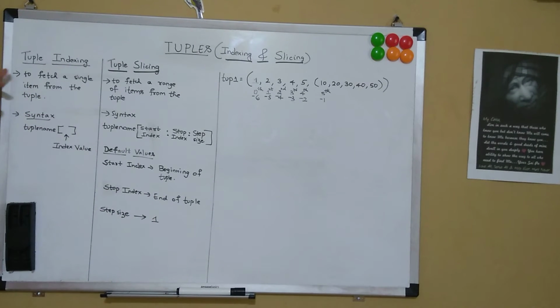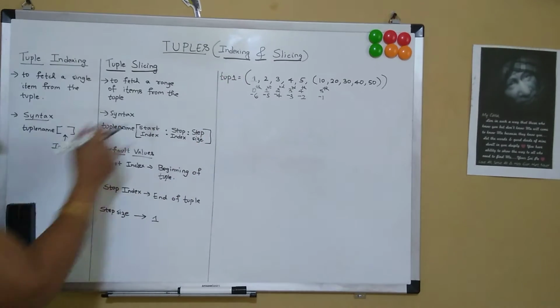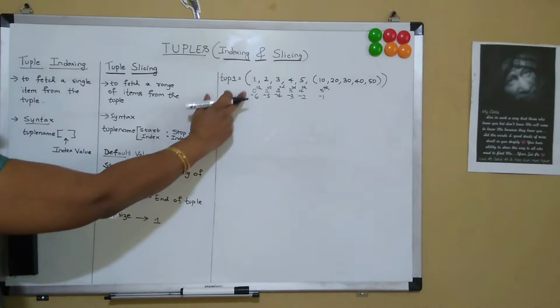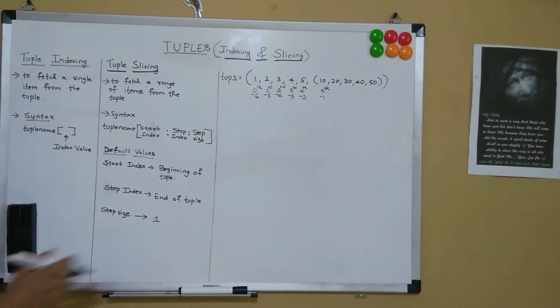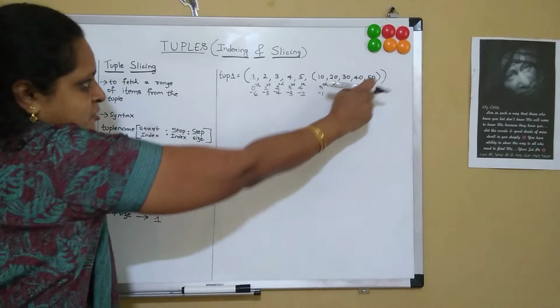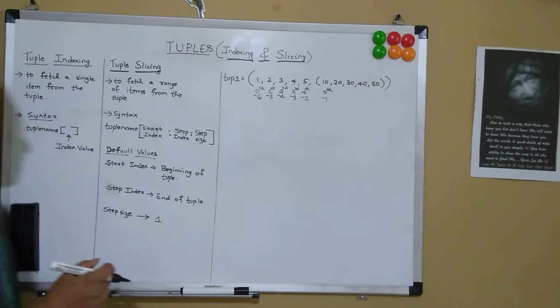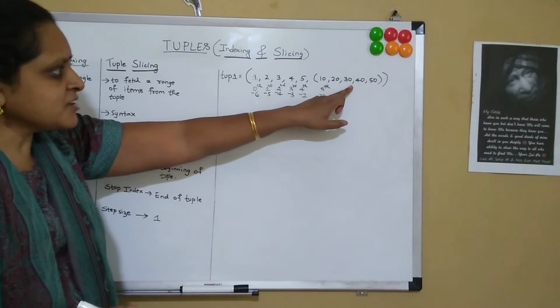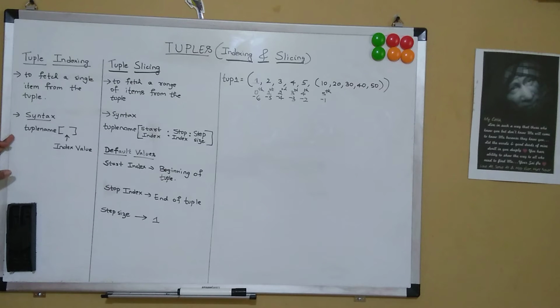So in tuple indexing, we can access the items of the tuple with a positive index, a negative index, or a nested index, because we can have a nested tuple, that is one tuple within another tuple. We can access the elements of the inner tuple with the help of nested indexing. So this is what is called indexing.